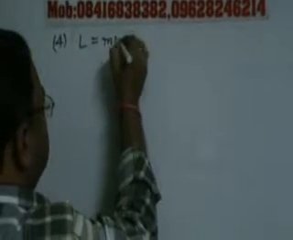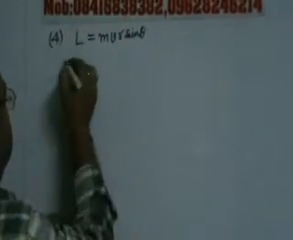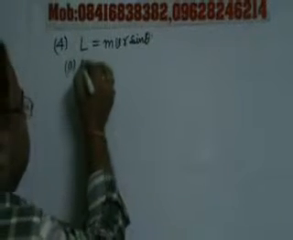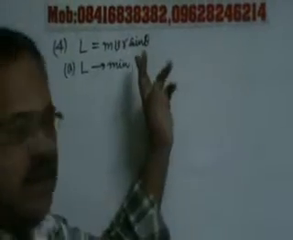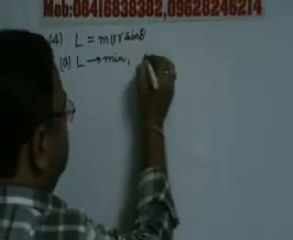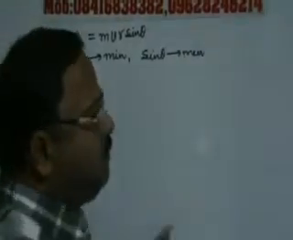Now here we have the fourth point: vector L is equal to, or in scalar form, angular momentum is given by mvr sin theta, right? So when it will be minimum, you write different cases. L will be minimum when sin theta will be minimum. And what is the minimum value of sin theta?